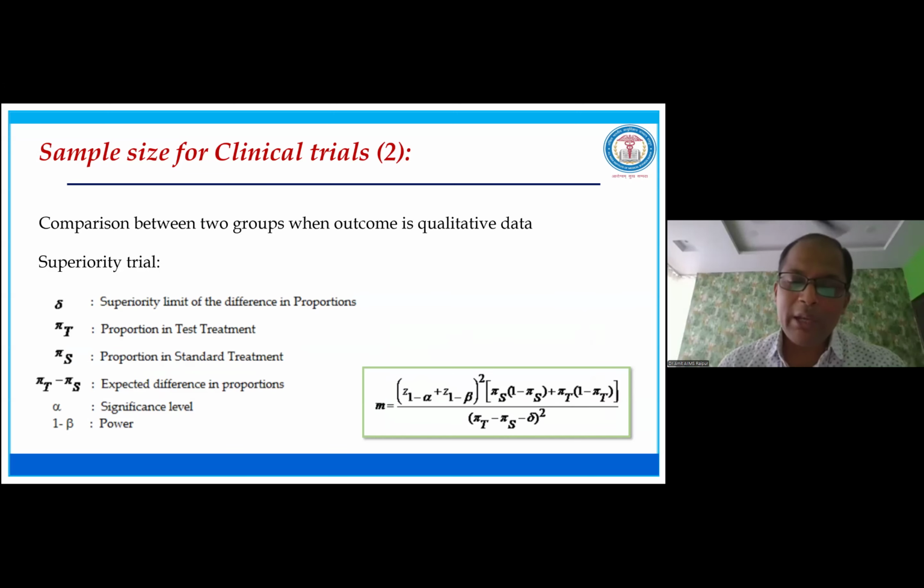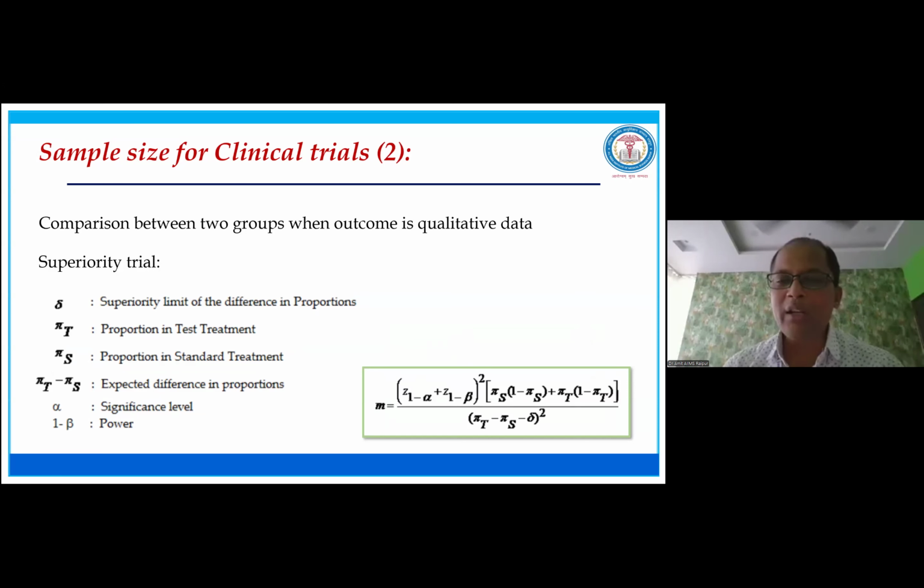If the outcome variable is qualitative, in that case, this is the formula for clinical trials. The formulas are different for superiority trial, non-inferiority trial, and equivalence trial. There is a slight difference, but here also we have to fix the superiority limit. Here we are measuring the outcome variable in percentages.